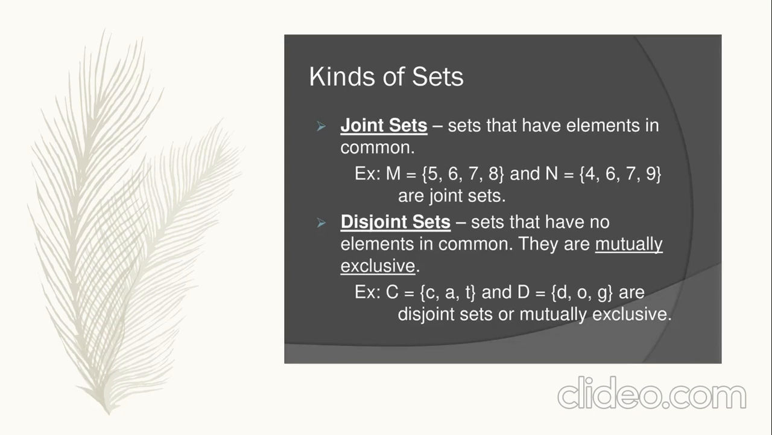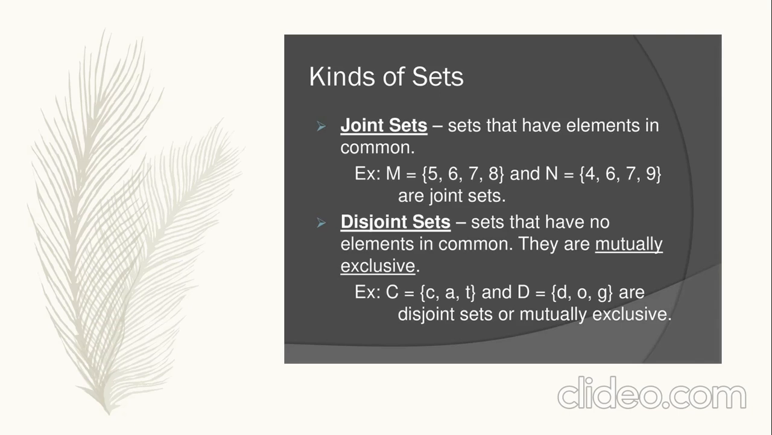So before I discuss the principle of inclusion and exclusion, let me first review the two types of sets. Okay. So first one we have joint sets. When we say joint sets, these sets have elements in common. Example, I have set M and set N. For set M, the elements are 5, 6, 7, and 8. And for set N, I have 4, 6, 7, and 9.